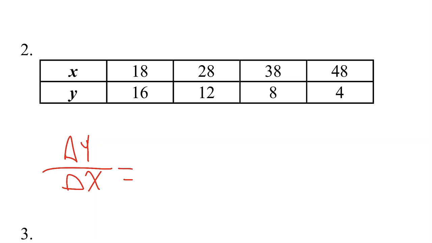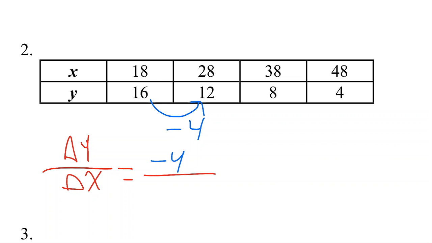And you figure out the change in y first. So what is happening to y? When we go from 16 to 12, it is decreasing. So that's going to be a negative. How much is it decreasing by? 4. So your change in y is going to be negative 4. Now let's figure out the corresponding change in x.